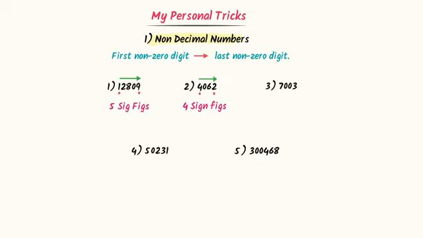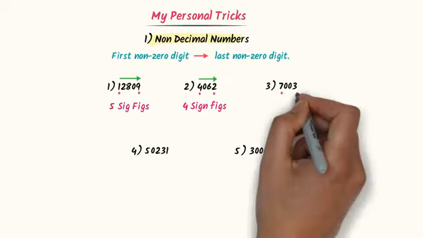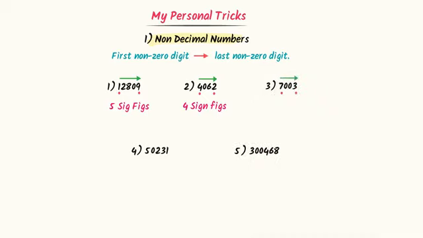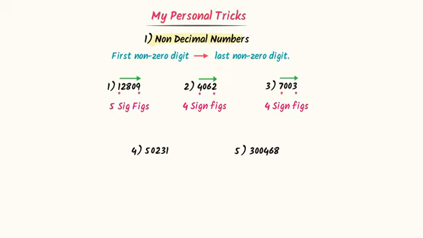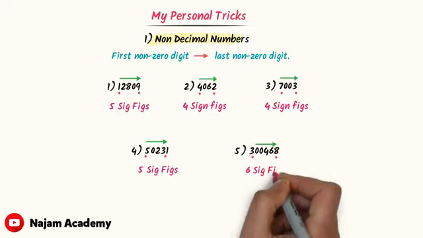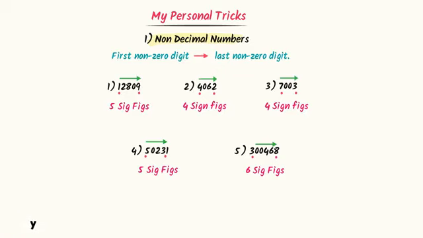Similarly, in the number 7003, there are total 4 digits. So this number has 4 significant figures. In this number 50231, there are total 5 digits. So this number has 5 significant figures. In this number 300468, there are total 6 digits. So this number has 6 significant figures. Thus remember that in case of non-decimal numbers, we go from first non-zero digit to the last non-zero digit.